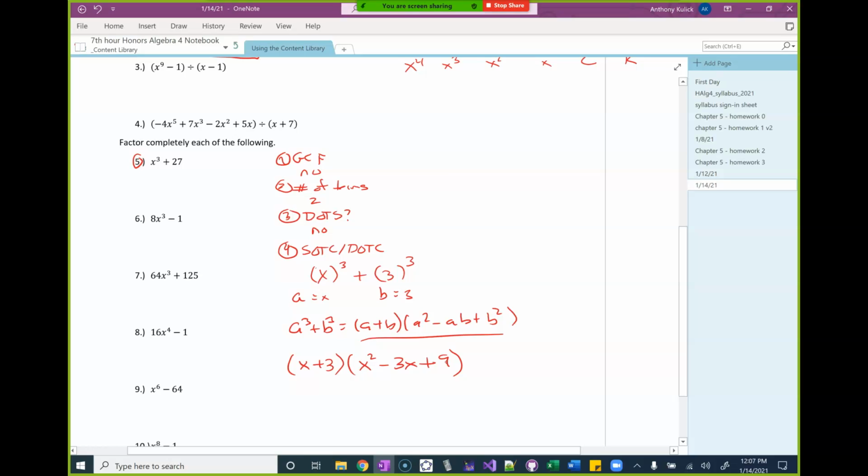And then I should check to see if I can factor either one of these pieces. Now, the x plus 3 is linear, so that clearly isn't going to factor anymore. And that x squared minus 3x plus 9, that quadratic piece that's coming from the sum or difference of two cubes, is never going to be factorable. So you could try to factor, but you will be unsuccessful. So that's as good as we can do. Is that okay, Eric?